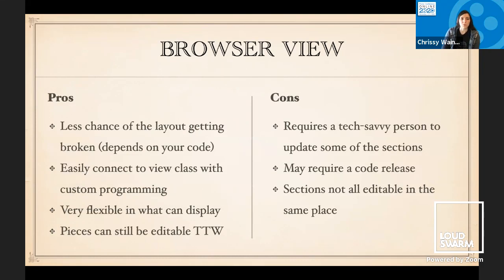So the pros for a browser view: there's less of a chance of the layout getting broken, instead of your editors just going in and managing the HTML on their own. I'll say that depends on the code, just because you want to make sure that you put in the proper conditions so that nothing actually breaks. It's also easy to connect to a view class with custom programming to be able to set up whatever you want on the page. It's very flexible in what it can display because, once again, you're managing the HTML. And pieces of it can still be edited through the web or in the template. It's however you want to set it up.